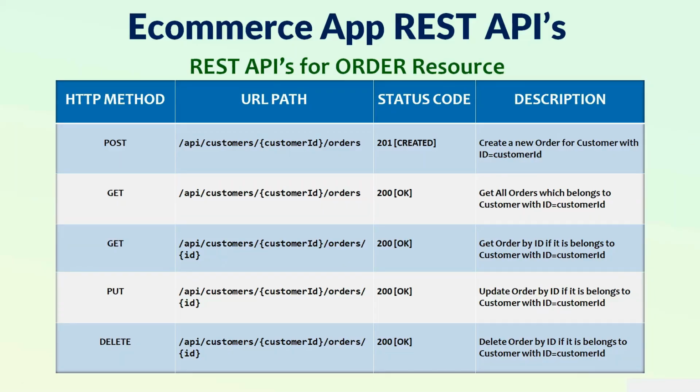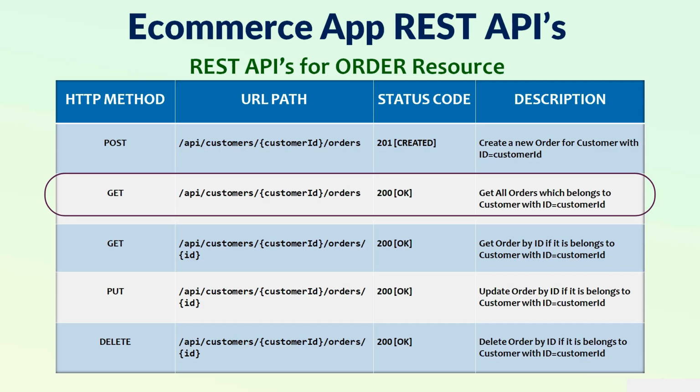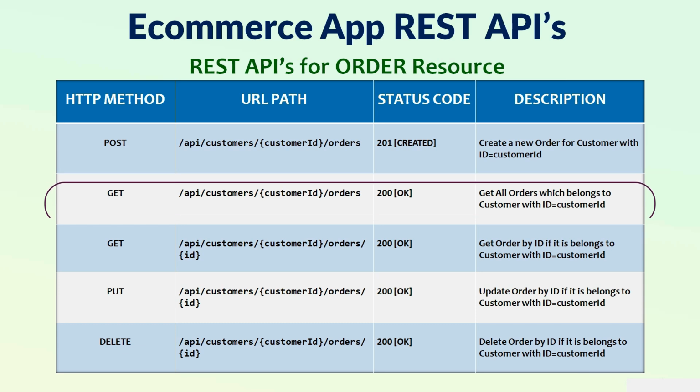Hi, welcome back. In last video, we have implemented create order REST API for particular customer. In this video, we are going to develop get all orders which belong to particular customer REST API. It handles HTTP GET method, and its URL is /api/customers/{id}/orders, where we provide ID dynamically, and its status code is 200 OK. Okay, let's move to STS IDE.